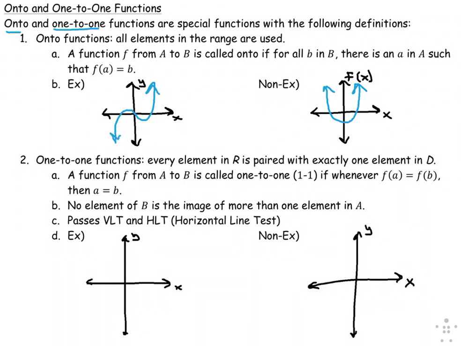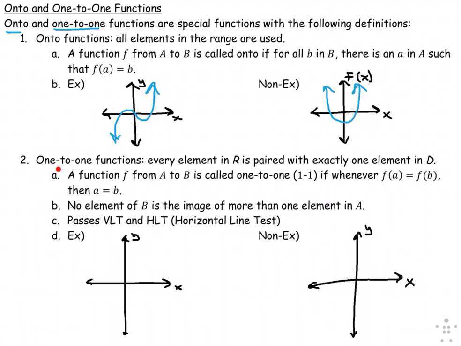Now this is a non-example because as you can see down here below the vertex of the parabola, there are no ordered pairs. Therefore, there are values of f of x, the dependent variable in this case, that are not paired with an x coordinate. And that is why it is not an onto function.